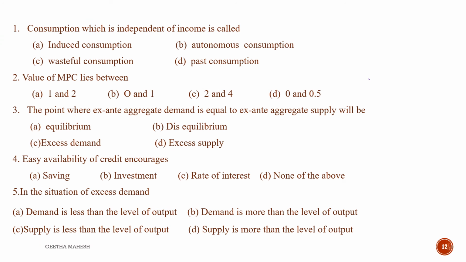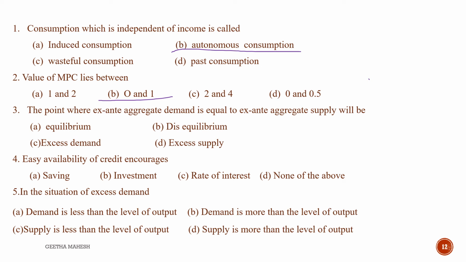Consumption which is independent of income is called induced consumption, autonomous consumption, wasteful consumption, past consumption. It is autonomous consumption. Even if the income of a person is zero, the consumption will take place. That is autonomous consumption which is independent of income. Value of MPC lies between 1 and 2, 0 and 1, 2 and 4, 0 and 0.5. Option B, 0 and 1.